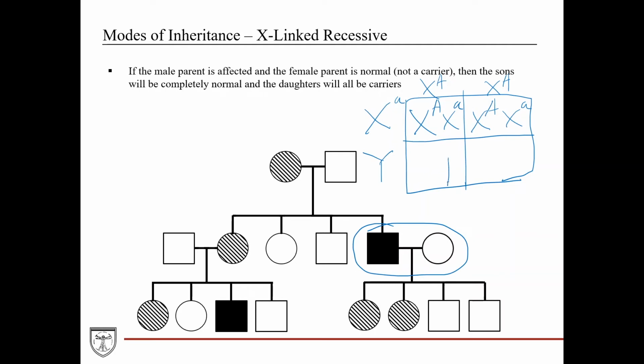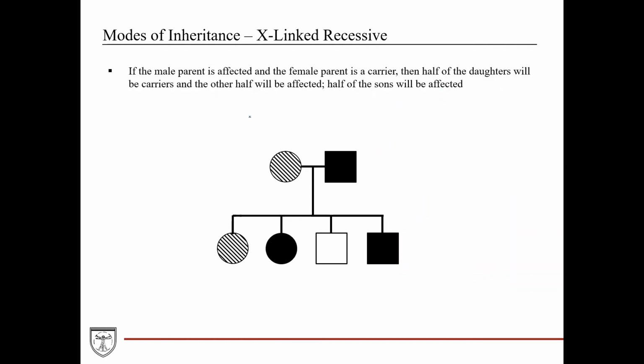Now for the sons, they have to inherit this Y chromosome from their father no matter what. And then they can get a dominant allele from their mother all of the time because their mother has two copies of the dominant allele. So all of the sons will be completely healthy. And you can see that here with the outcome. They had two daughters, both are carriers. They had two sons, both are affected.